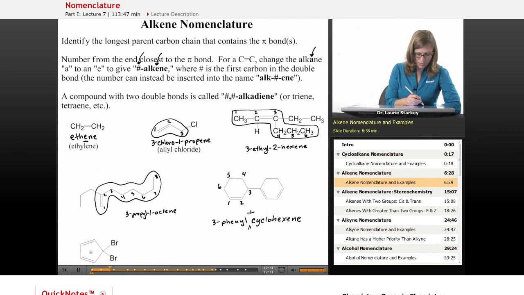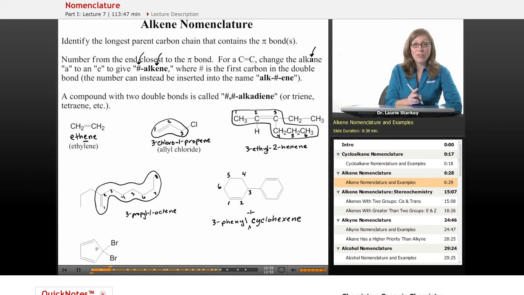Okay, and what if we have 2 double bonds? If we have 2 double bonds, we're going to indicate both numbers of where the double bonds start, and we're going to call it a diene or a triene or a tetraene and so on. So we're going to include that. We're going to put that in there. And now again, we want to give our double bonds the lowest possible number.